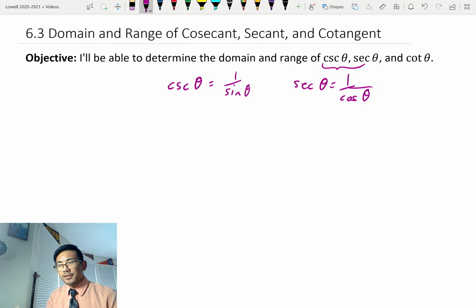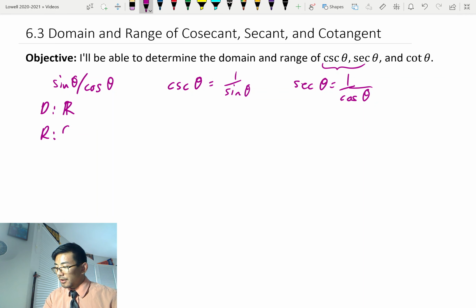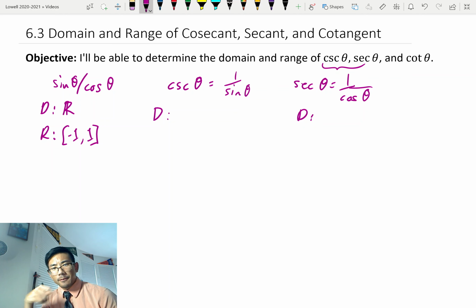So let's talk just briefly about sine and cosine again. Remember that sine of theta and cosine of theta have the same domain and range. Their domain, for both of them, is all real numbers. And their range is again from -1 to +1, inclusive. But we're taking a look at the domain and range for cosecant and secant. Well, sorry, let's talk about the domain.